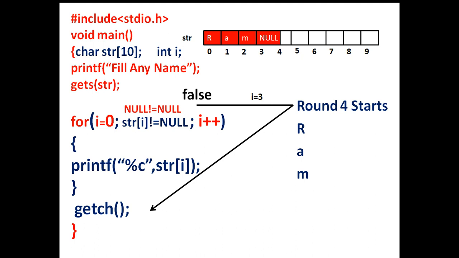Now the condition has become false. Now the loop will not enter into its body, and the loop will go out of the brackets of the loop. The loop will reach the getch statement with i equal to 3. So now we have printed all characters on separate lines. So this was the way to print every character on a separate line.